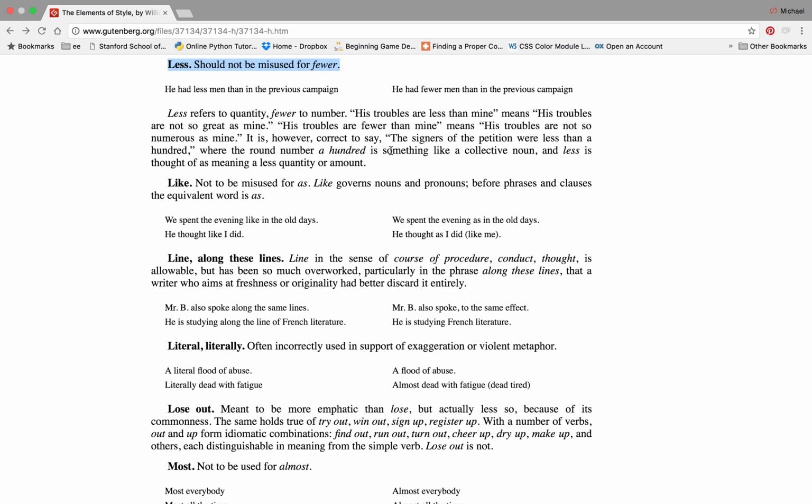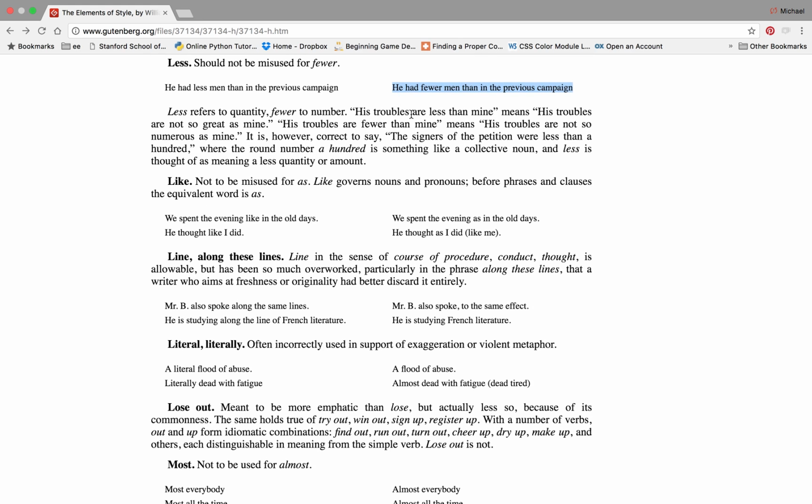But less and fewer, it's kind of fun to learn this stuff, and it's all about countability. So, "He had less men than in the previous campaign." Nope, it's going to be "He had fewer men than in the previous campaign." And again, it's not about elitism, or being smug and arrogant and never making mistakes. My grandmother always says, when you know better, you do better, and learning is no exception.